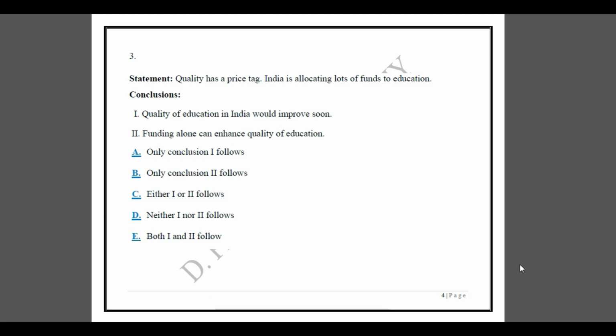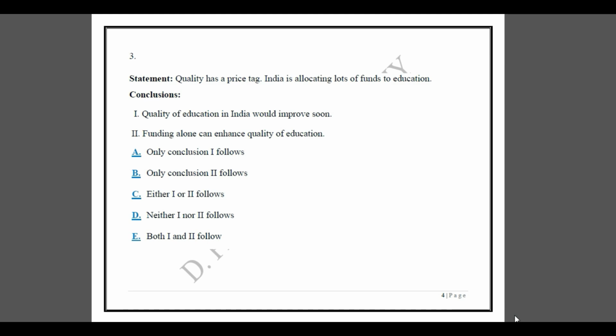Now we'll go to the third illustration. Quality has a price tag. India is allocating lots of funds to education. Conclusion. Quality of education in India would improve soon. Funding alone can enhance quality of education. Read the statement carefully. Quality has a price tag. India is allocating lots of funds to education. You should always remember that India is going ahead with new education policy which is called NEP. And according to that, in future, the quality factor will be highlighted. So that is the meaning of the statement.